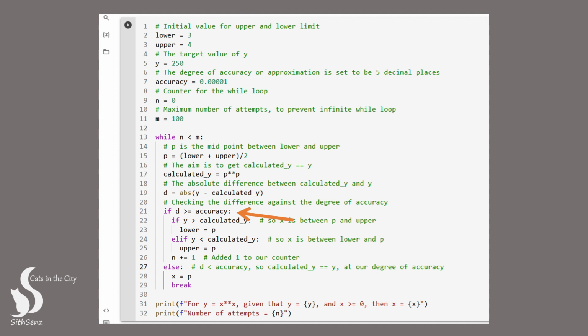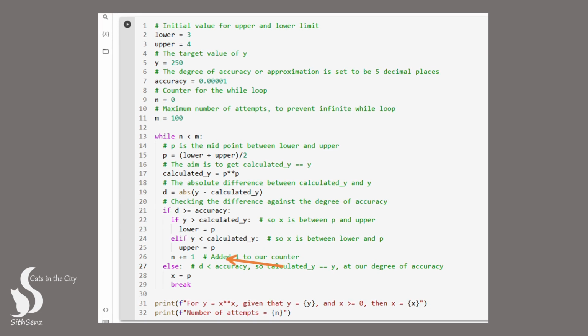Then, using a nested if, we'll set another condition. This time, if y is greater than the calculated y, we know that x is between p and the upper limit, hence we update our lower limit to p. On the other hand, if y is less than the calculated y, we'll update our upper limit to p because x is between the lower limit and p. Finally, we increase our counter by 1.